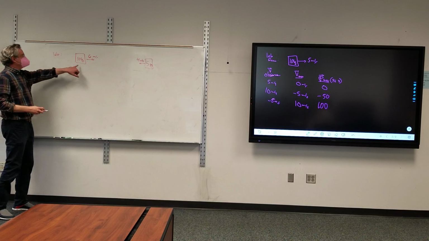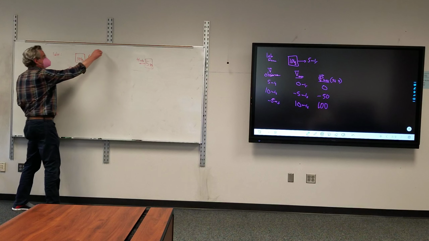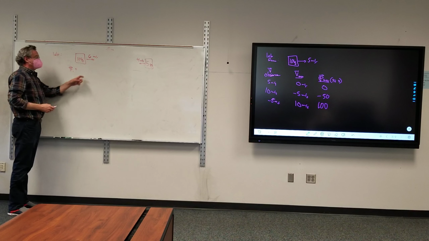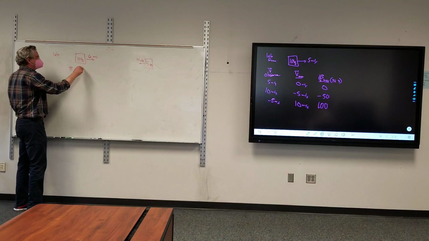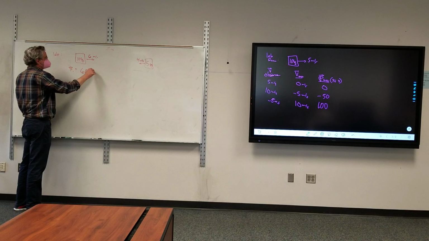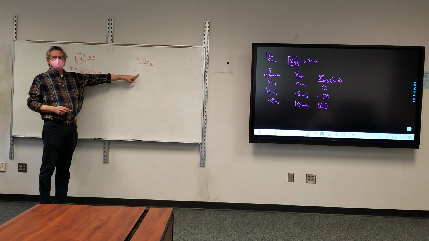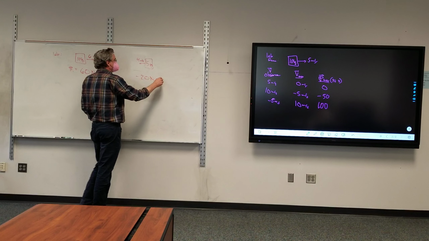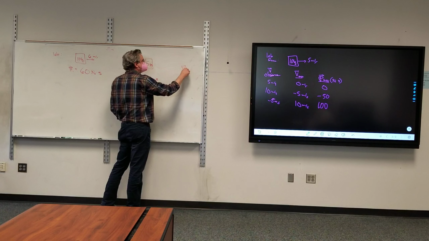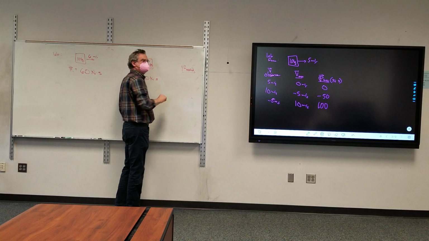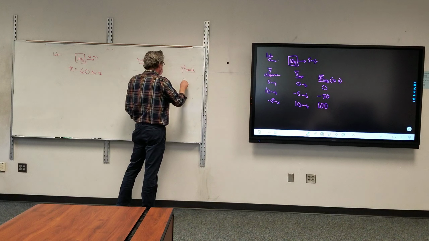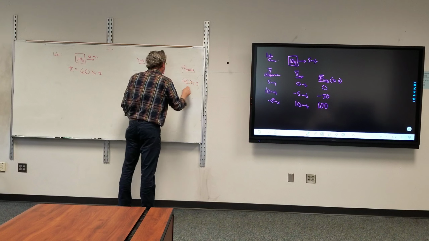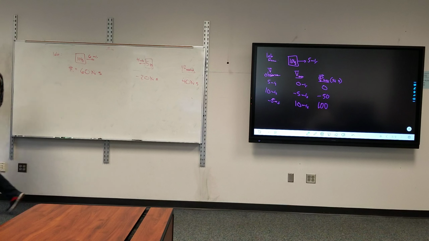All right, so what's the momentum here? Again, make to the right positive. 60. Momentum here, minus 20. The total, 40. 40. All right. Questions about how we got that? This is the kind of stuff that we had been doing.